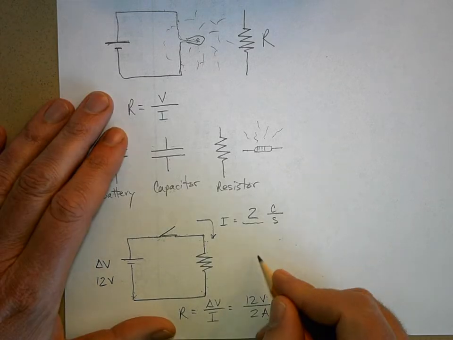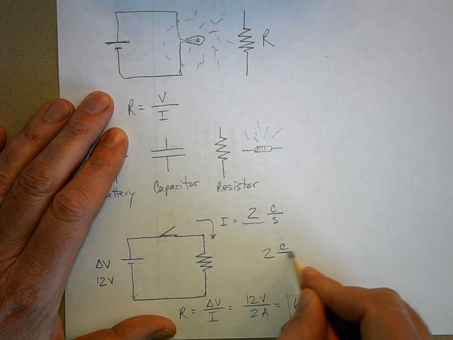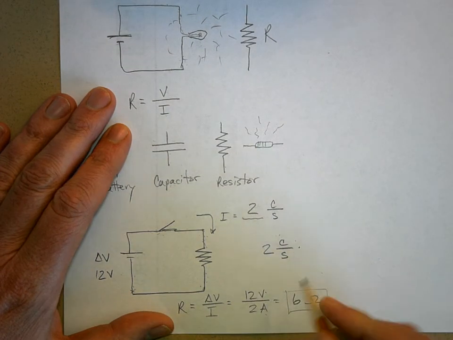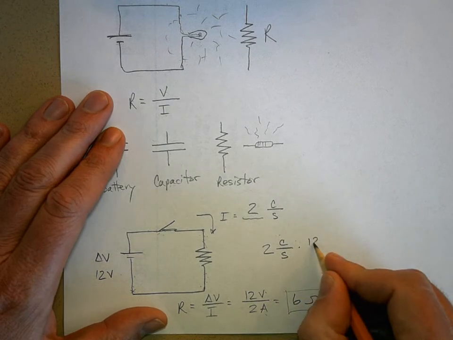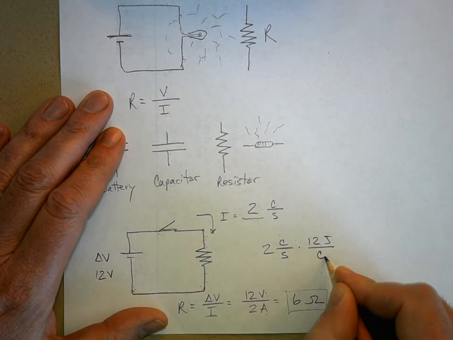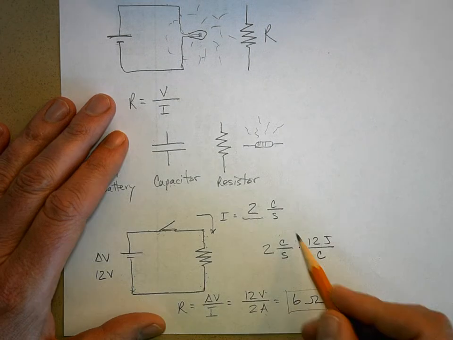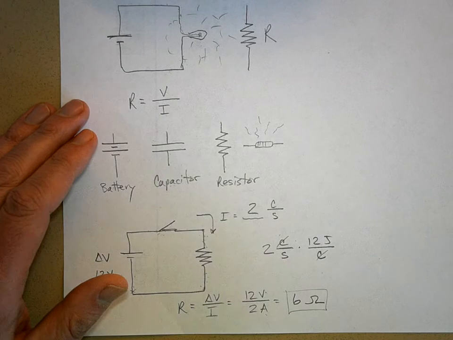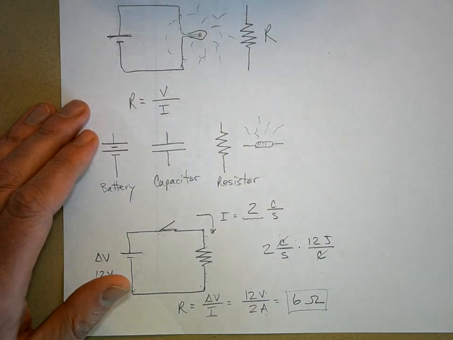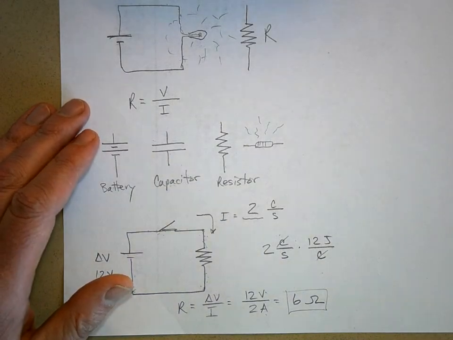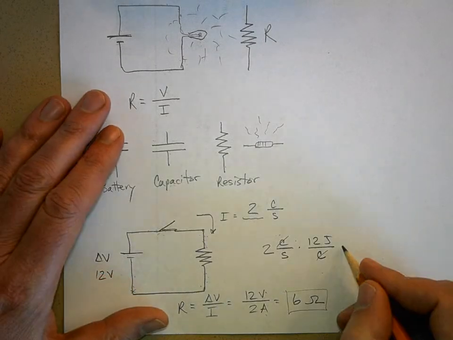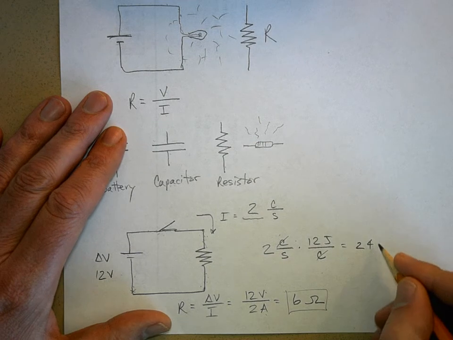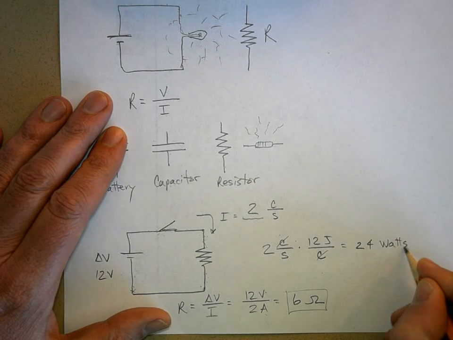Watch. If I take 2 coulombs every second flowing through this circuit, and each one of those coulombs delivers 12 joules, I get 12 joules per coulomb. Well, that's telling me how many joules per second is being given off or delivered to that resistor, that battery, or that light bulb, or that speaker, or whatever. It's 24 joules every second, or 24 watts.